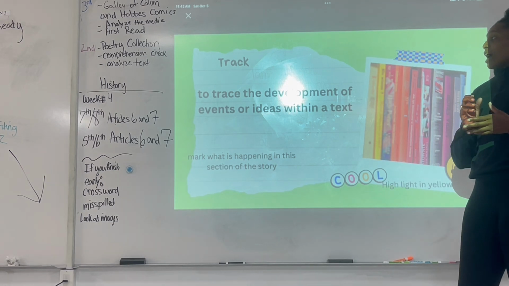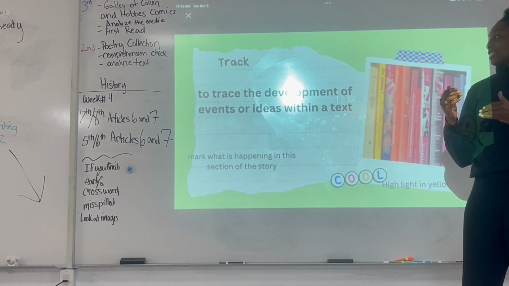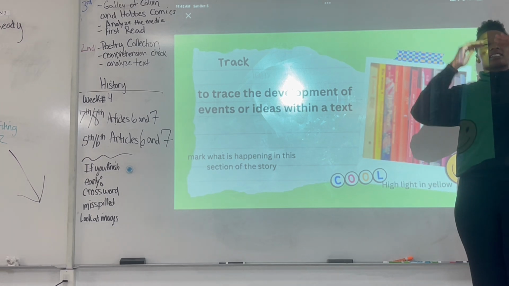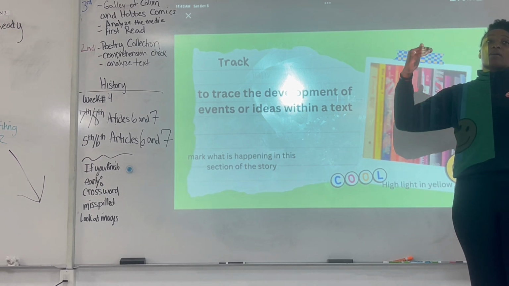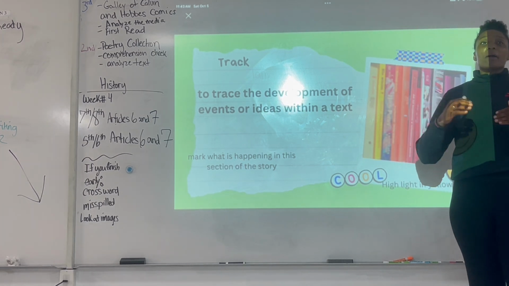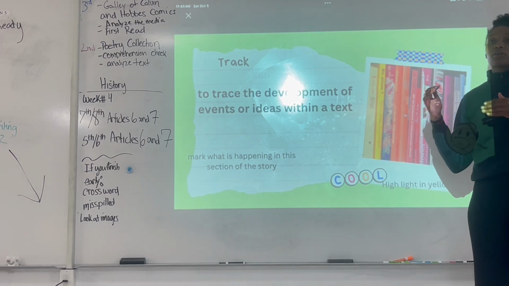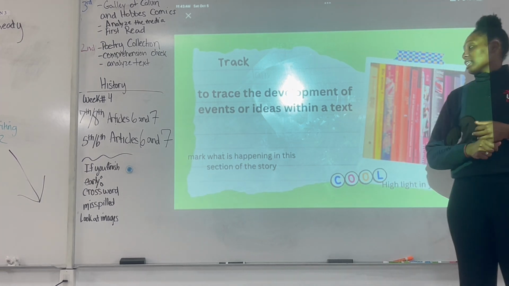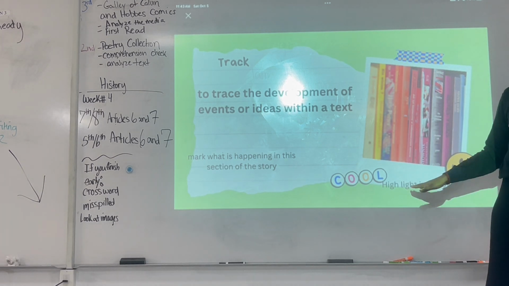Track. When you track, you trace the development of ideas or events within a text. So we are going to say, all right, this is happening here. Because we always reread, when we come back, we'll know exactly when a certain part of the story happened, so maybe we can understand it better, okay? So mark what is happening in this section of the story. We're going to highlight this in yellow.